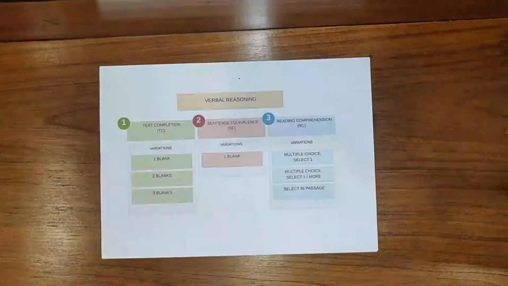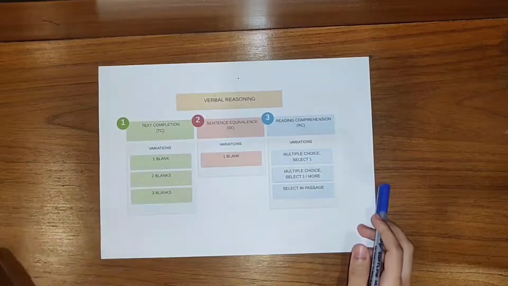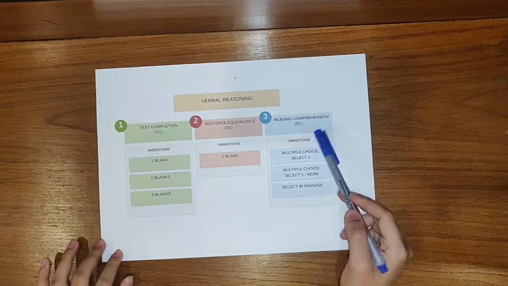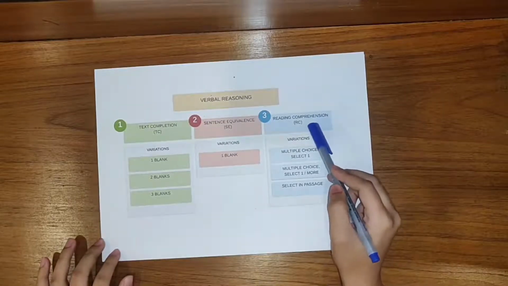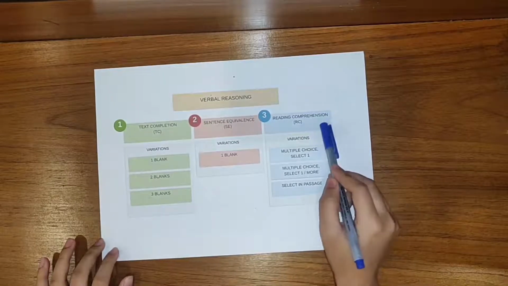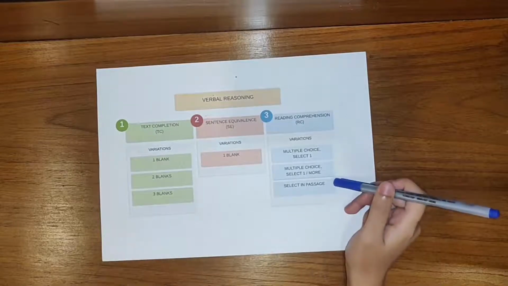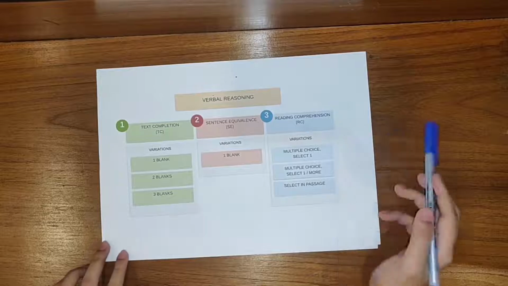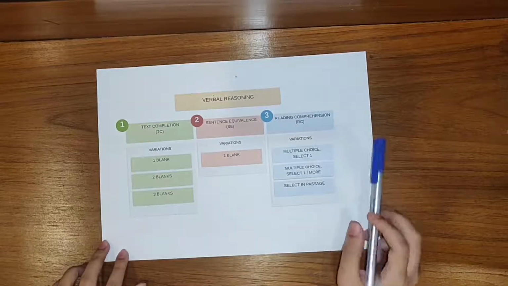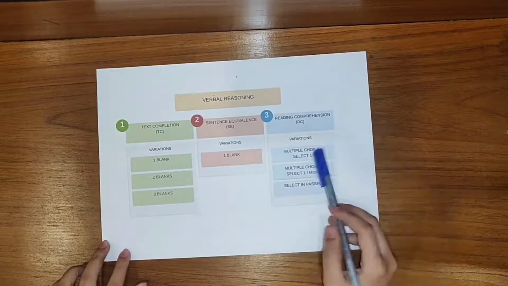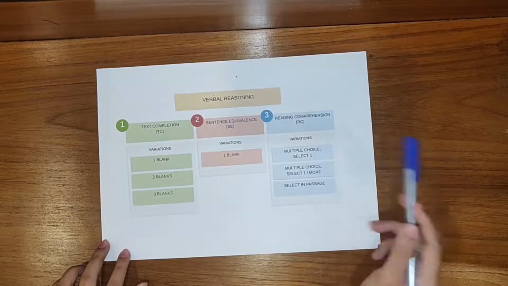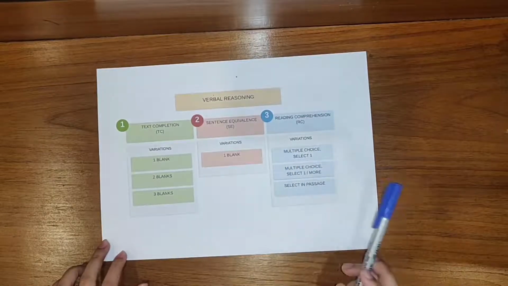Now let's move on to the third and final type of question in the verbal section, which is reading comprehension. In total, you'll get 20 questions from this type, which means 10 questions per set. This section asks you to answer a bunch of questions based on a given passage. Now, the first two categories are fairly straightforward. You have multiple choice, select one, which means only one can be the answer. Multiple choice, select one or more, where multiple can be the answer.